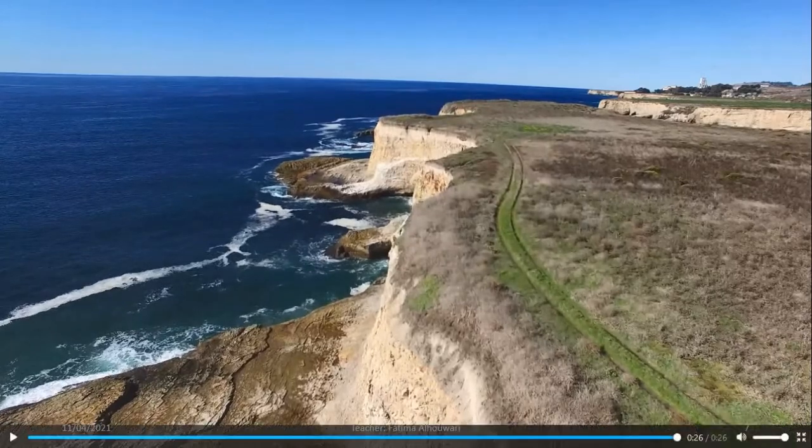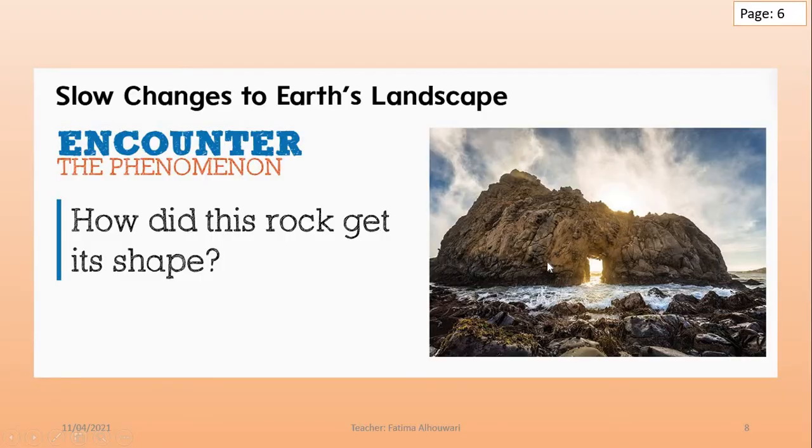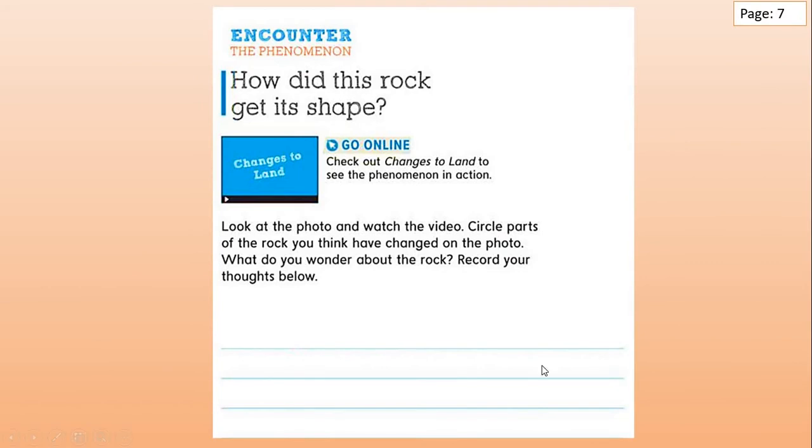Really interesting. Finally, observe this photo, grade 2. What do you think, grade 2? How did this rock get its shape? What about this tunnel? What do you wonder about this rock, grade 2? Write your question in this space, grade 2. And circle parts of the rock you think have changed on the photo.